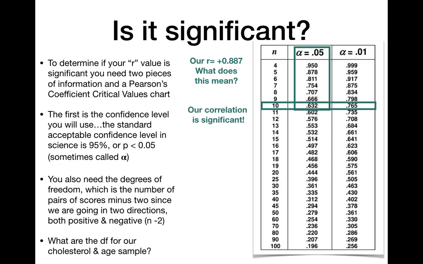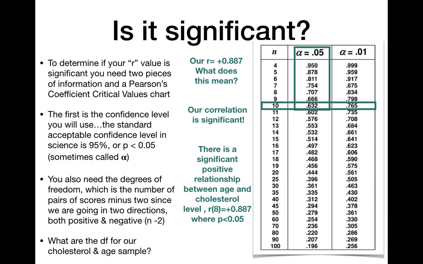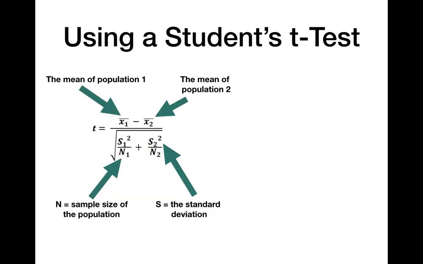So that means because our number is larger than that, our correlation is significant. Yay! There is a significant positive relationship between age and cholesterol level with R8. So we put the degrees of freedom here. R value, degrees of freedom 8 equals plus 0.887, where P is less than 0.05. This is how you would report that in a conclusion or in your part of your analysis of your lab. You say what you did and what it means.